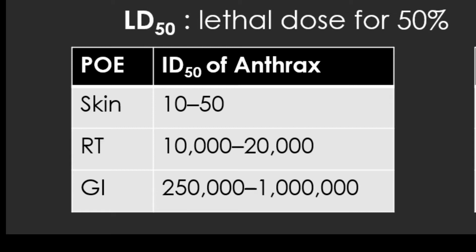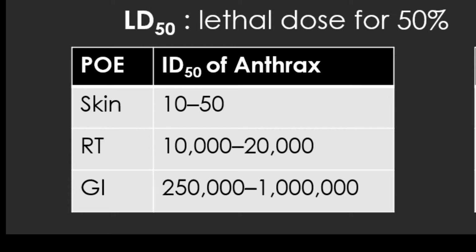So with anthrax, you can actually have a couple of different kinds of infection. You can have cutaneous anthrax, you can have inhalation anthrax, you can also contract anthrax gastrointestinally. And notice, in order to get those infections, there's a very different ID50. So to get cutaneous anthrax, you need an ID50 of only 10 to 50 spores. The respiratory tract, as we mentioned earlier, 10,000. The gastrointestinal tract, 250,000 to 1 million is the ID50. So far easier to contract it from the skin.